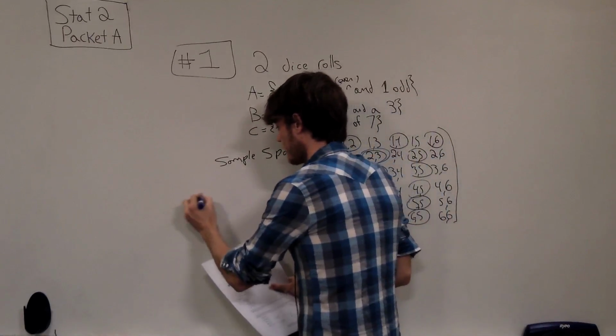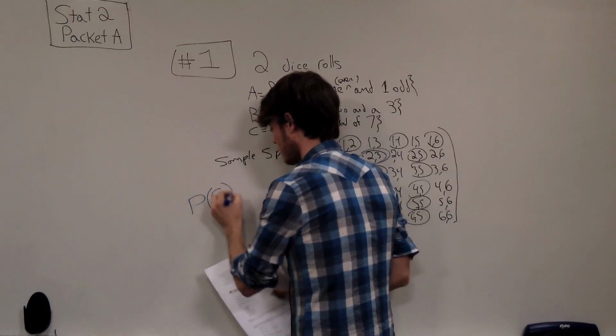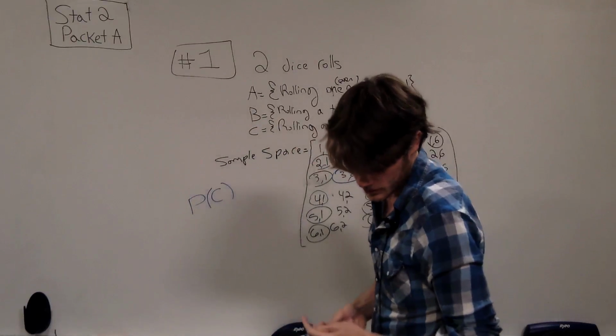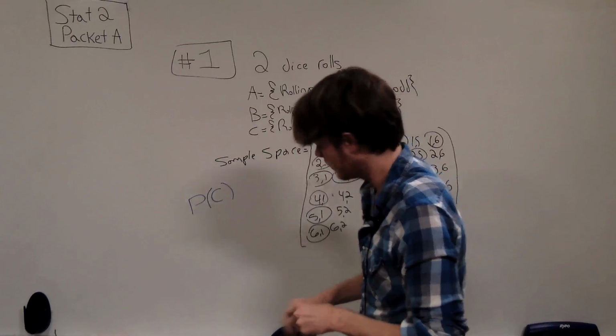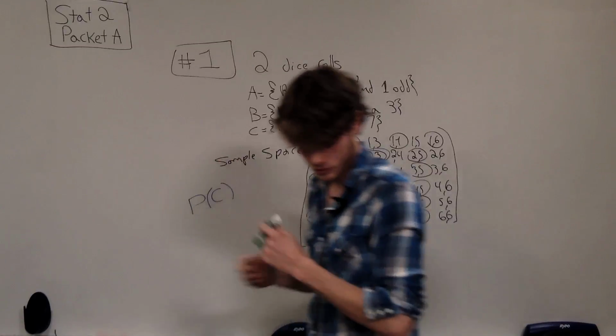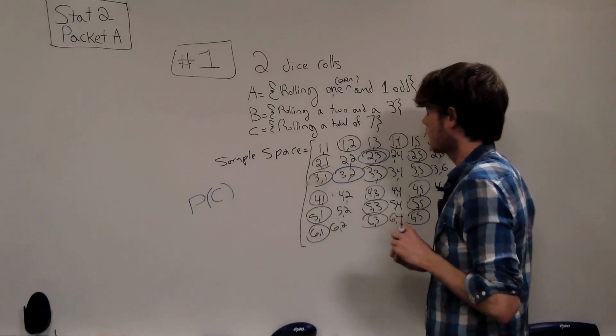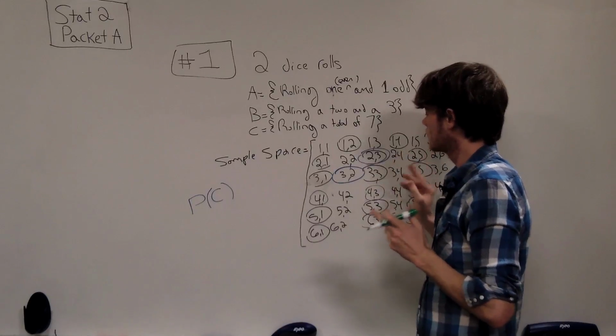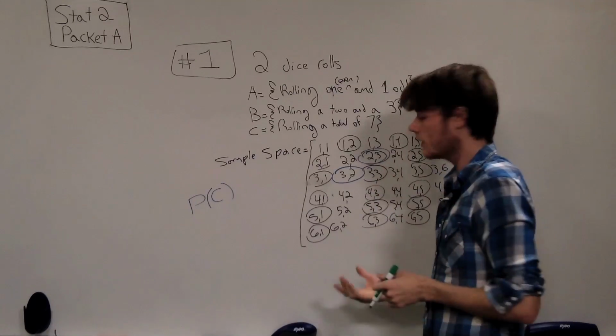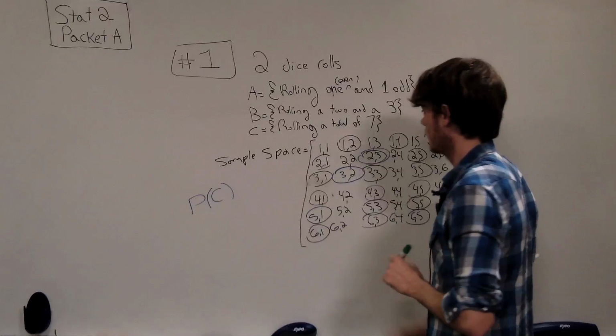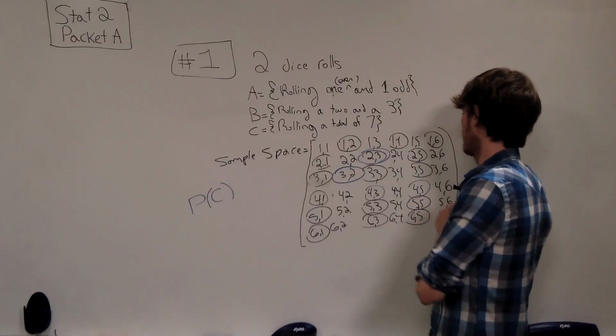Okay, probability of C. I'll do this one in green. Probably rolling a total of a 7. Okay, so let's see. Let's look at all the possible combinations that add up to 7. So what adds up to 7?